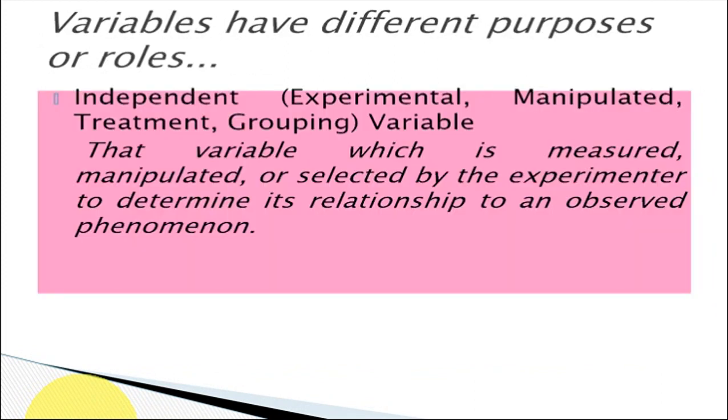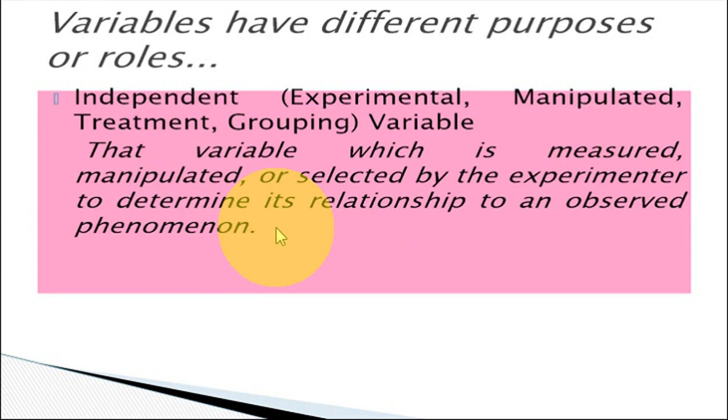Subjects, for example. In experimental research, we have two main variables, that is the independent variable and the dependent variable. Here we're going to talk about the independent variable. It is also called the experimental variable or manipulated variable. It is also called a treatment variable or the grouping variable. These are the variables which are manipulated or selected by the experimenter to find their relationship to an observed phenomenon.